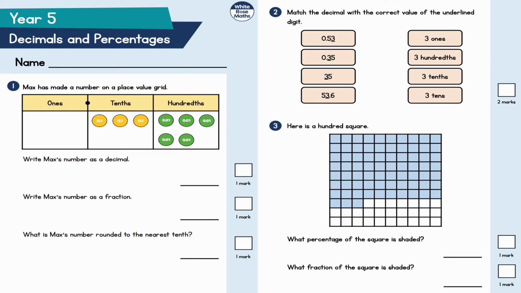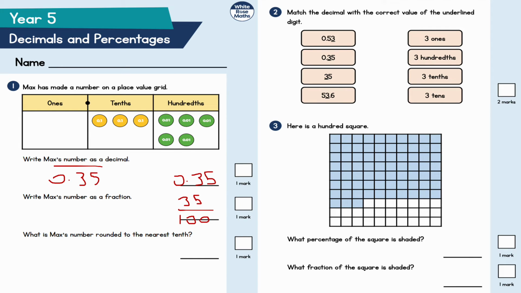Max has made a number on a place value grid. Write Max's number as a decimal. So it's 0 point, and I've got 3/10, and I've got 5/100. So my answer is 0.35. Write Max's number as a fraction. That's equal to 35 out of 100, 35 hundredths.